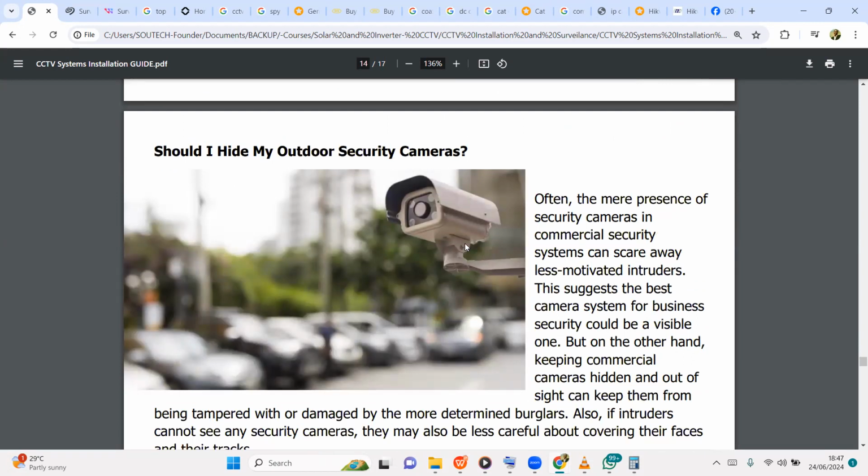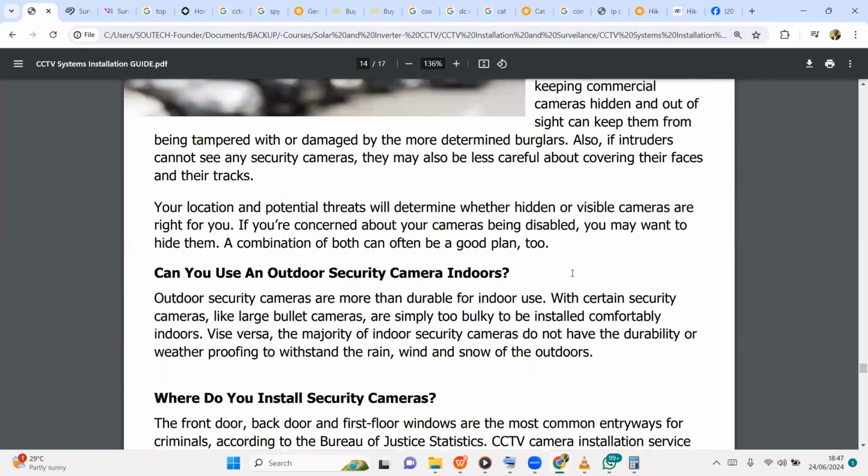Now, the question always is, should I hide my camera? I talked about this earlier on, because you don't want somebody that wants to steal something to be able to say, okay, yeah, this is the camera, so I'm going to go this way and the rest. So you can do a combination. You can have some cameras visible, then you can use spy cameras in some cases.